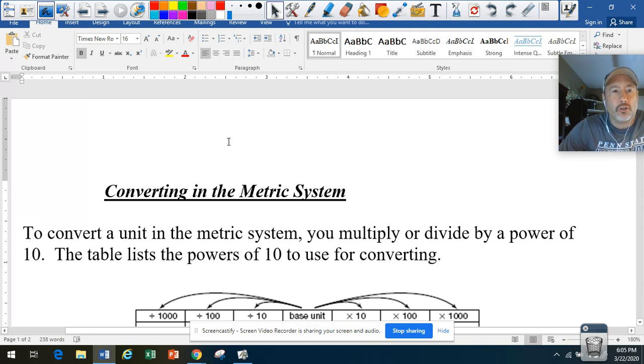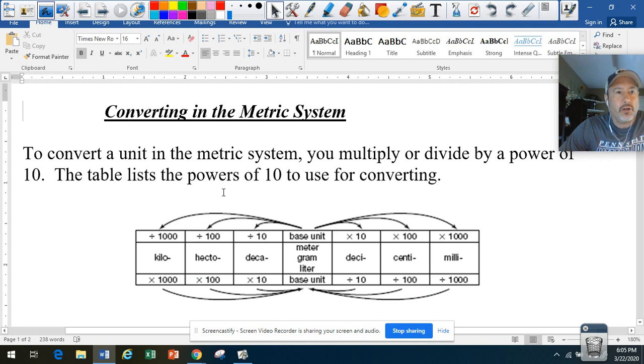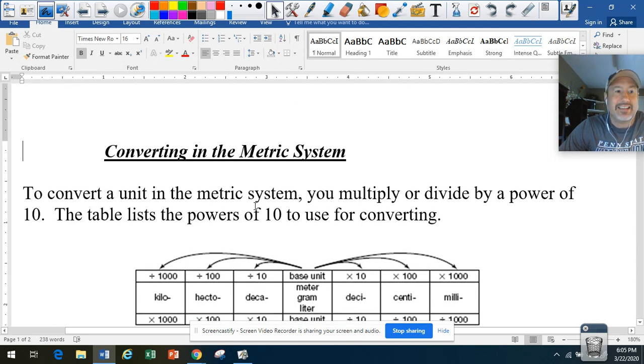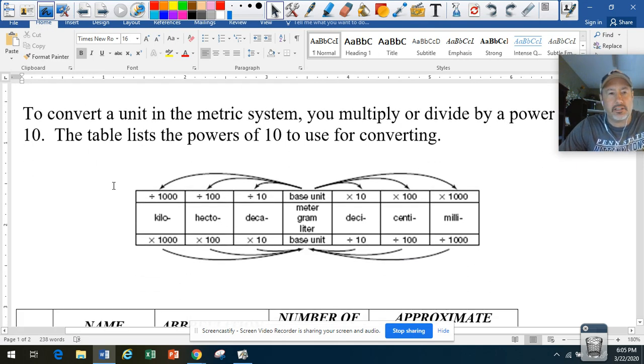Today what we're focused on once again is converting in the metric system. It says to convert a unit in the metric system, you need to multiply or divide by a power of 10. The table lists the powers of 10 to use for converting. We're dealing with the kilo, hecto, deca. We have our base units, which are our meters, our grams, our liters, and then our deci, centi, and milli.